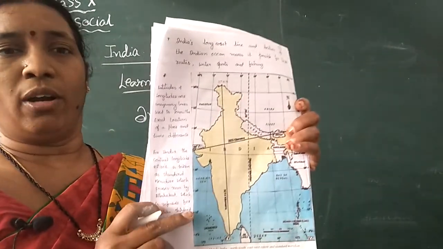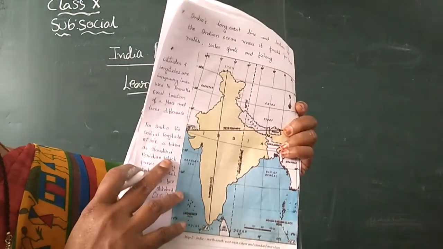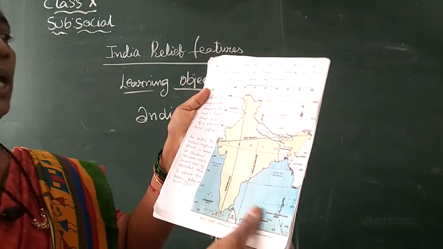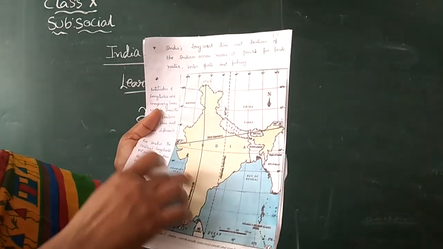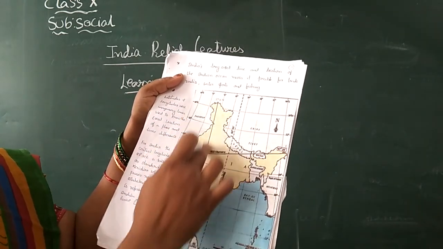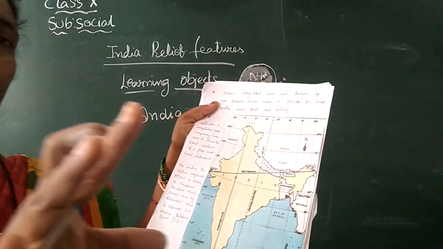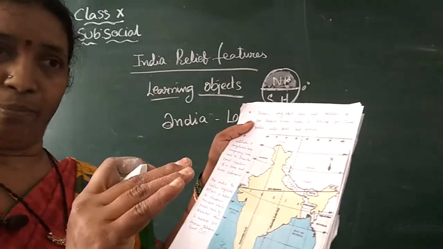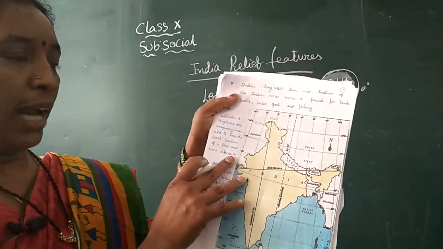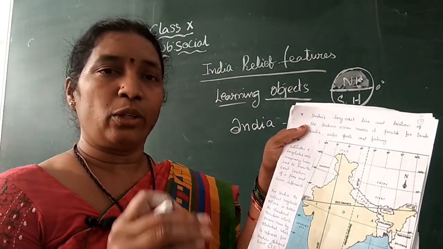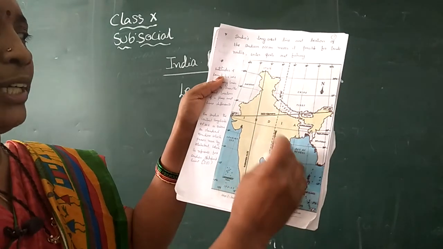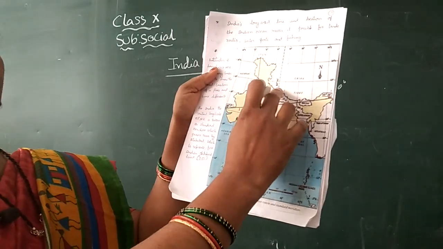That's why India is often called a subcontinent, and we can also call it a peninsular state. Latitudes and longitudes are imaginary lines that you all know. In the previous classes you learned about latitudes and longitudes. They are used to know the exact location of a place and the time difference from one country to another country.